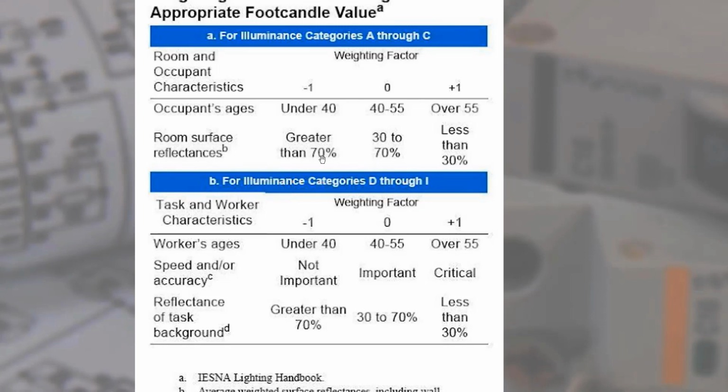Then the room surfaces reflectance, you can read B here if you are questioning about this. So we have greater than 70% room surface reflectance. It depends on how it reflects, whether the floor or the wall is glossy or bright, so there's a possibility that the lighting distribution changes, then 30 to 70% and less than 30%.